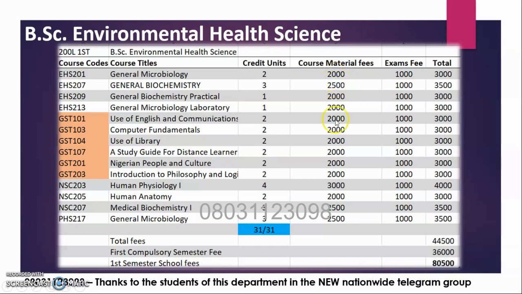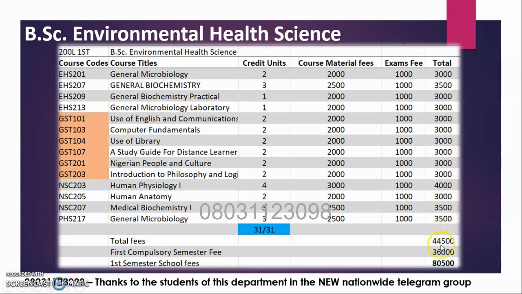So we have the course material fees. 3 units is 2,500, 2 units and 1 unit are 2,000, then 4 units and above will be 3,000. That's the cost of the material. It's called course registration. When you register for courses, you also have to register those courses for exams, because you will sit for the exams. They charge 1,000 per course for exams. So you add them together: 2,000 course registration plus 1,000 for exam registration is 3,000, 2,500 is 3,500, and so on. That's how you got this.